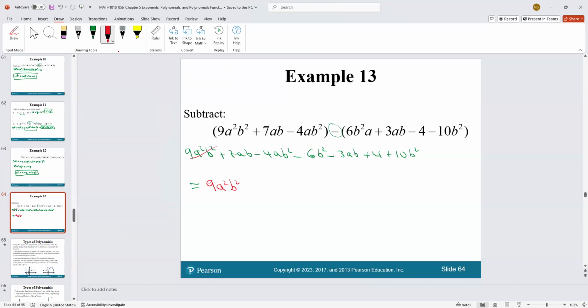I can go with a sum. I see 7ab. I'm looking for 7ab and 3ab. So 7 minus 3 is 4ab. Now, negative 4ab squared. That's the only one I have. Negative 4ab squared. Gone. Then b power 2, negative 6b power 2.